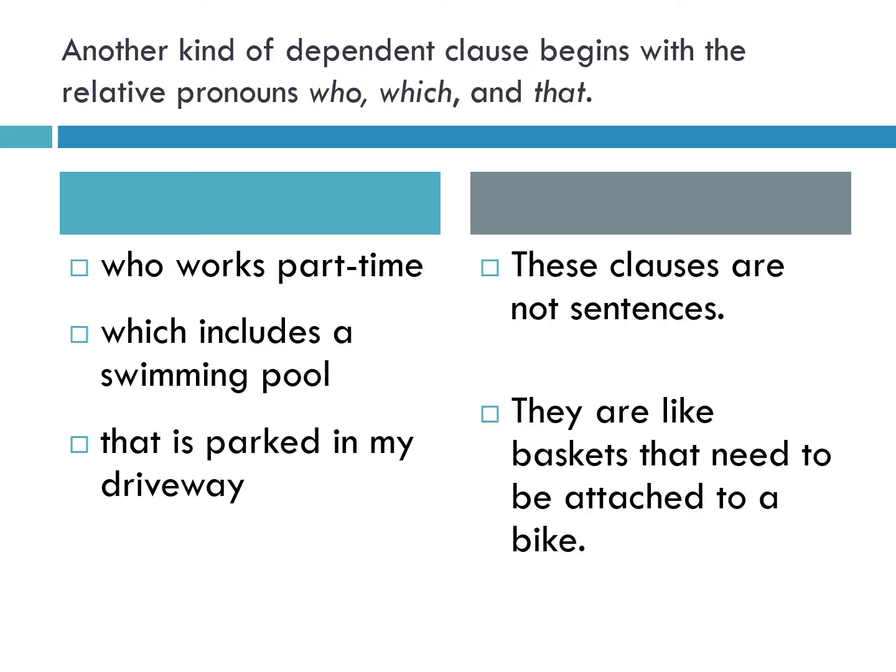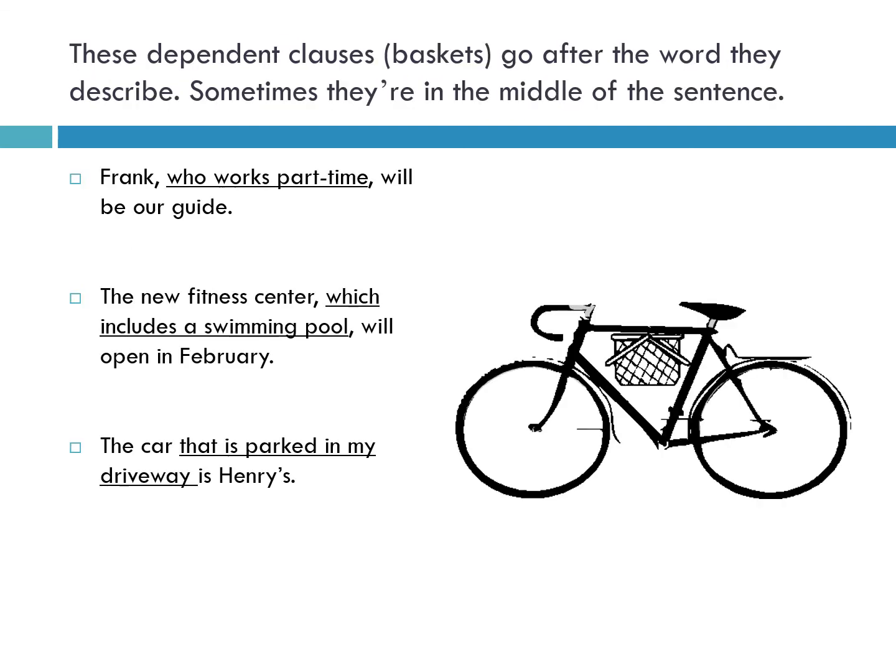Another kind of dependent clause begins with the relative pronouns who, which, and that. These clauses are not independent clauses. They are not sentences. They are like baskets that need to be attached to a bicycle. Here are some examples: who works part-time, which includes a swimming pool, that is parked in my driveway. Even when I say them, you can hear that they are not complete sentences.